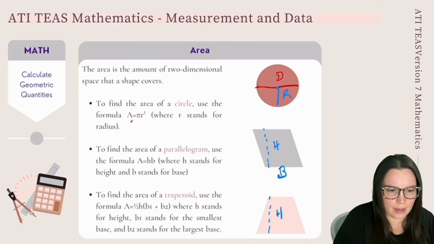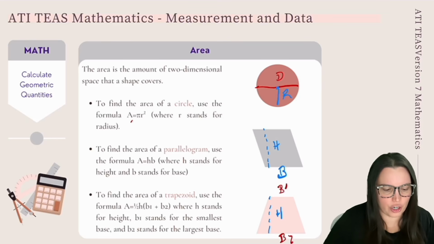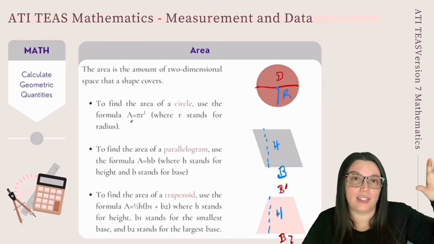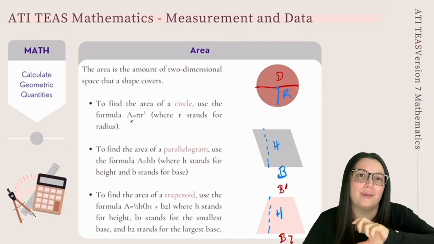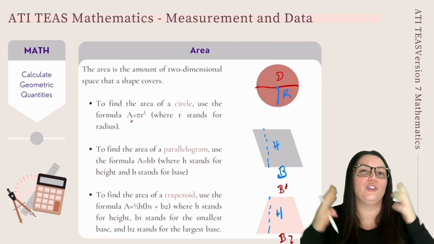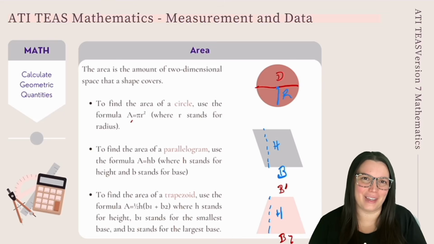So you have base 1, right? And you have base 2. So you're going to need to know the measurements of the top of the trapezoid as well as the bottom of the trapezoid in order to determine what the area is going to be.